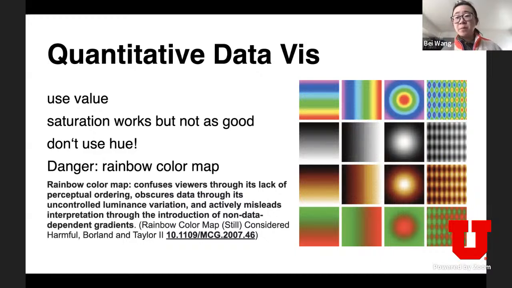Finally, there are multiple research papers targeting a specific danger of using what's called a rainbow color map. The rainbow color map is in a lot of places one of the default color maps, but there's a lot of discussion over the danger of misusing it. It confuses viewers through its lack of perceptual ordering, because what is the right ordering for a color map? It also obscures data through its uncontrolled luminance variation, and it actively misleads interpretation through the introduction of non-data-dependent gradients. There are sharp gradients created between the colors of the rainbow color map that sometimes create misleading information for the viewer.